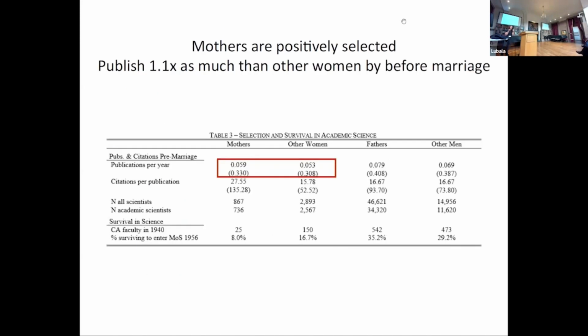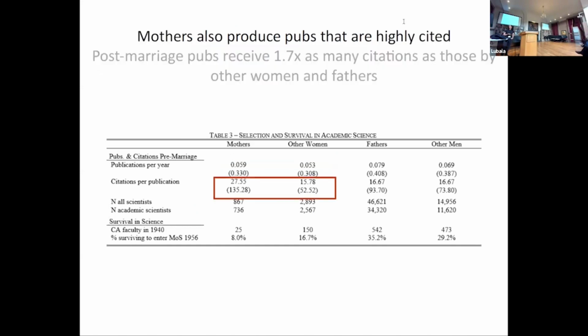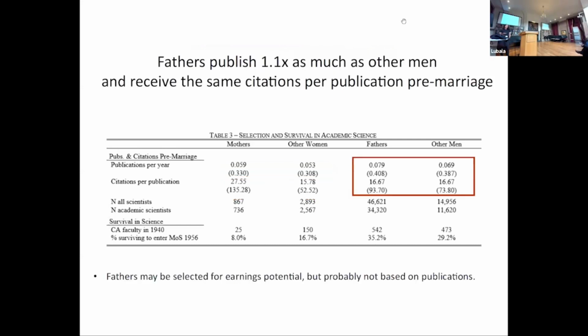So how are we going to look at selection? What we're going to do is look at publications and citations. Mothers publish 1.1 times as much before marriage as other women, and the papers they do publish before they get married are much more highly cited. And there's no such evidence for men.